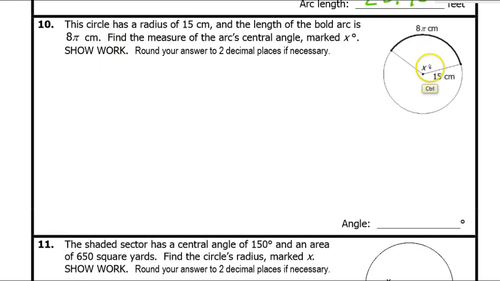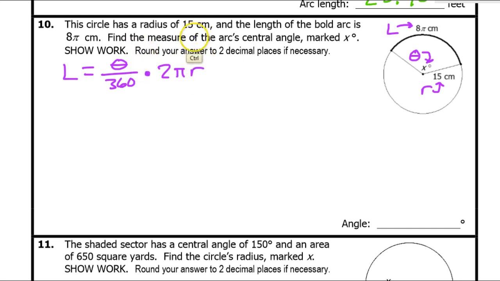All right, this circle has a radius of 15, and the length of the bold arc is 8 pi centimeters. Find the measure of the central angle. So we're being asked to find theta. That's what we're looking for. We are given L, because that's the arc length, and we're given r. Anyway, we're dealing with arc length, so let's once again use the arc length formula. The arc length is always going to be some fraction of the entire circumference, which is 2 pi r.